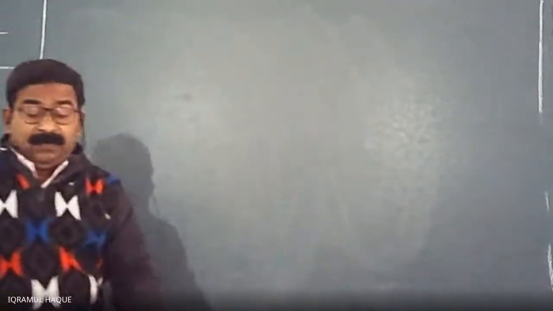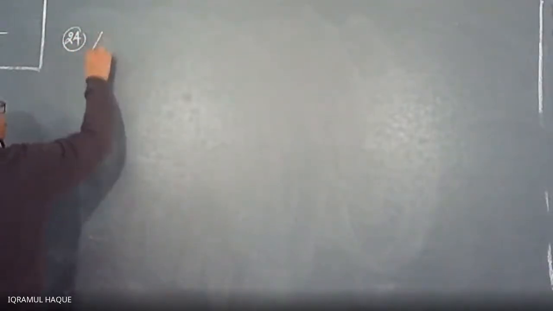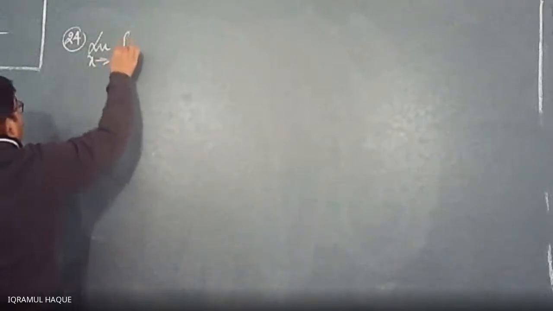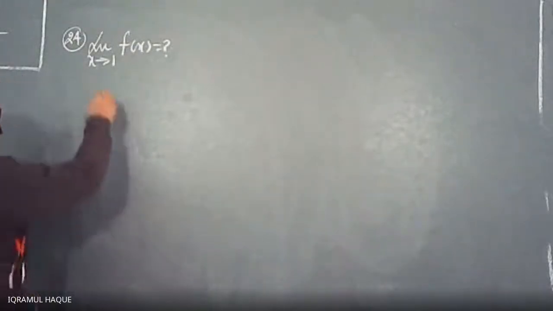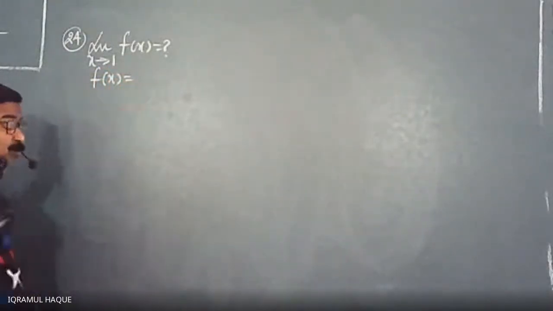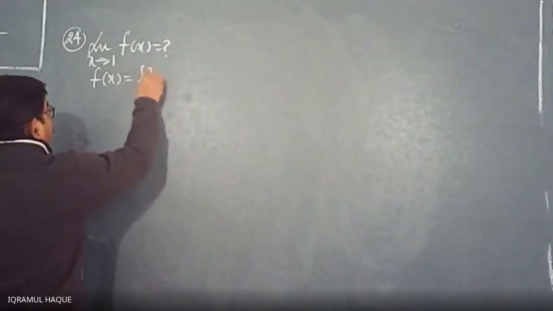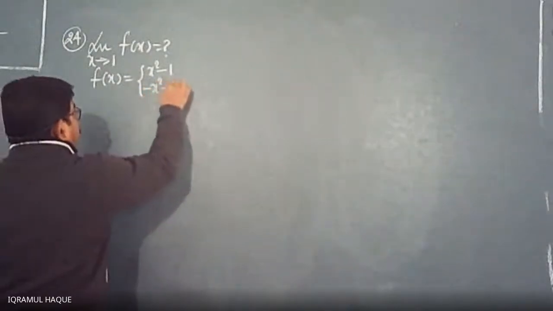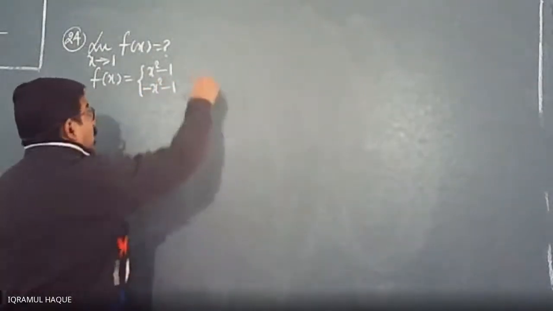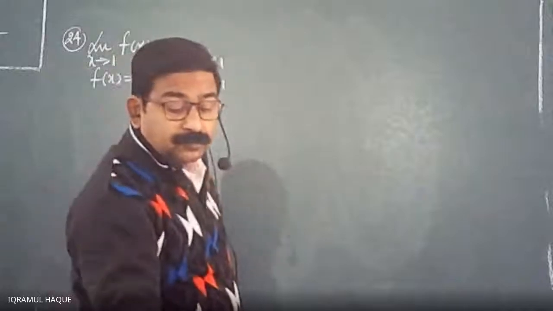Find limit x tends to 1 f(x). Limit x tends to 1 f(x) is needed, and function is given: f(x) is equal to, we have two functions, x square minus 1 when x is less than or equal to 1, and minus x square minus 1 when x is more than 1. So we have two functions.